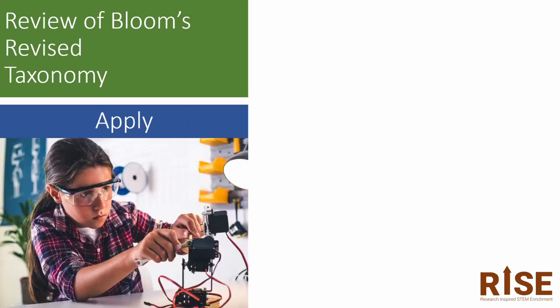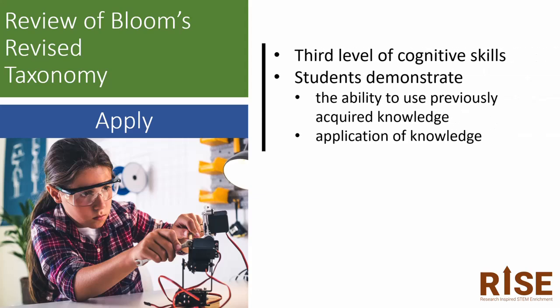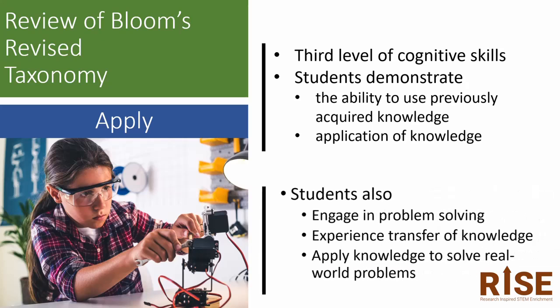In Bloom's taxonomy, apply is the third level of cognitive skills and represents the ability to use previously acquired knowledge and understanding in new and practical situations. At the apply level, learners are expected to take what they've learned and apply it to solve problems, make decisions, or complete tasks. This level of cognitive skill focuses on the practical and real-world application of knowledge and concepts.